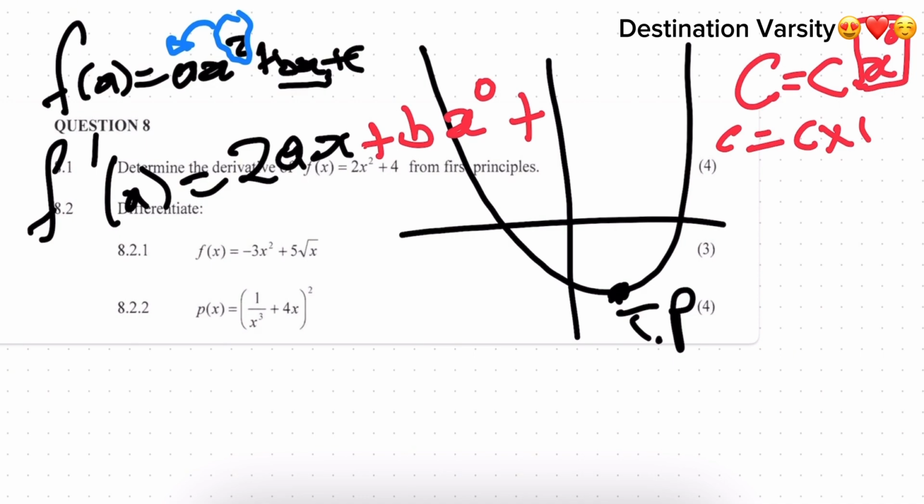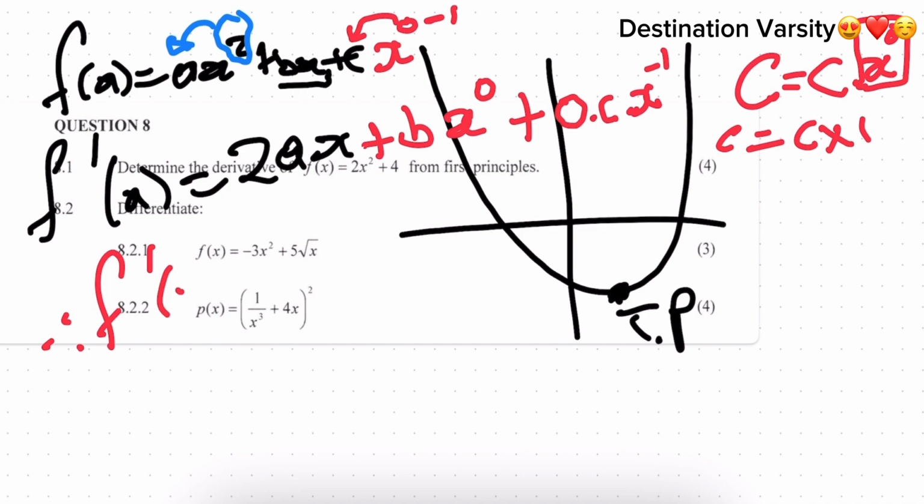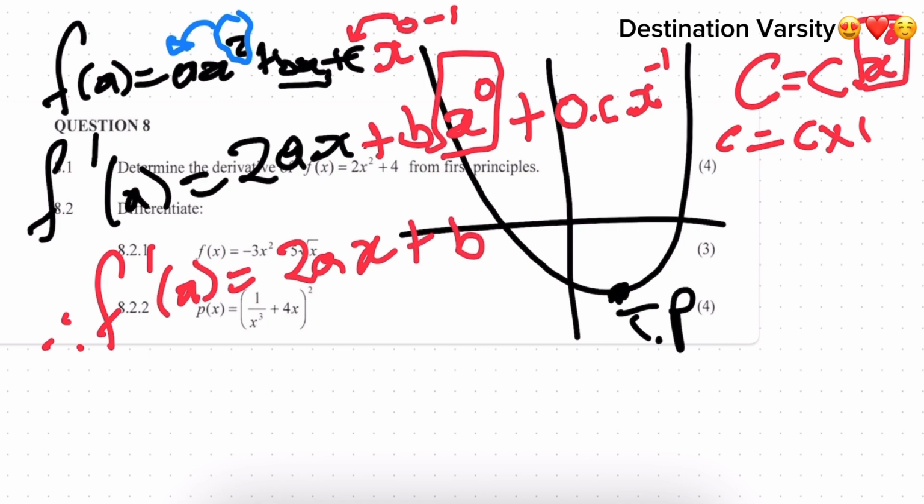so we can use these rules. Let's say it was x to the power of 0 here. I know it's 1. So that means we're going to multiply by this 0 over here, right? And minus a 1 again from this 0. So that means you'll have a 0 times c, times x. 0 minus 1 is minus 1, right? Therefore, your f prime of x is going to be 2ax. Anything to the power of 0 is 1, plus b. Anything times 0 is 0. It doesn't matter what you have.